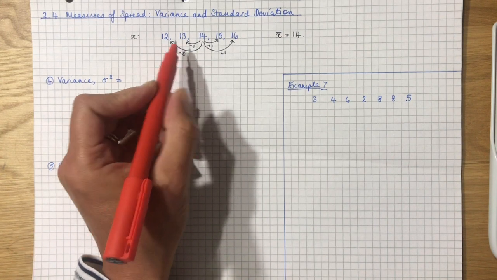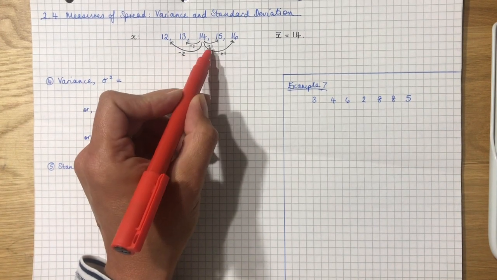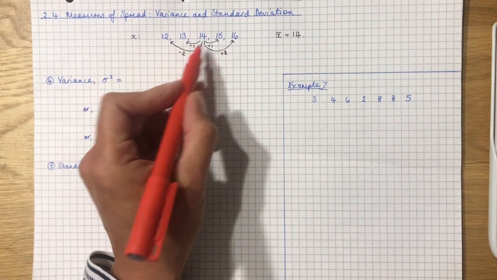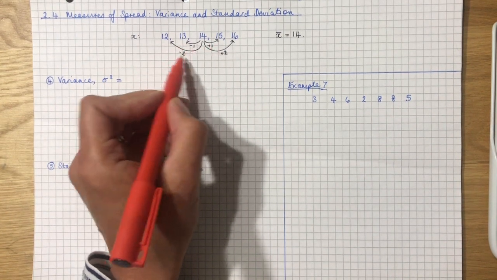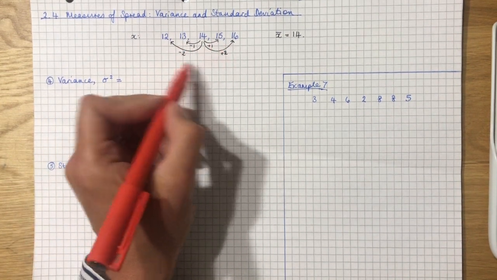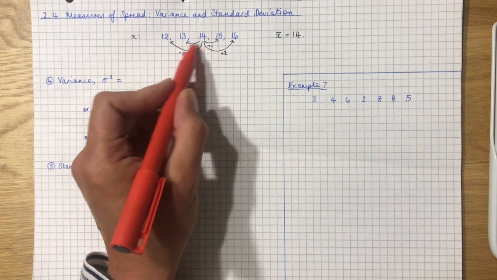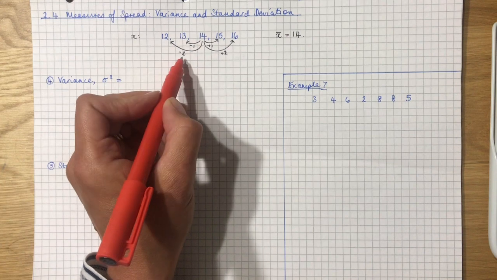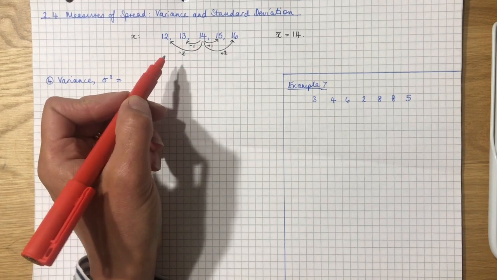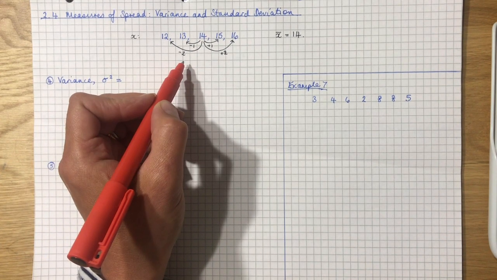Now, the only problem with that is the fact that some of them are negative and some of them are, I should have written 2 there, some of them are positive. If you were to find the average, as in the mean, of these, you would add them together and divide by 4, but the positives and negatives would cancel each other out, and you would end up with 0, and that's not particularly useful, but the idea is still useful.